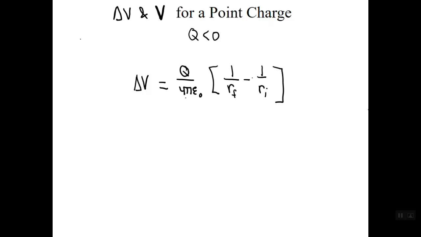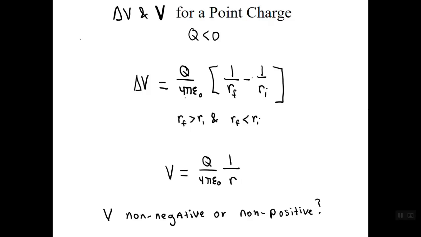For this discussion, we assumed capital Q for the point charge was greater than 0. I encourage you to think through how things might change for V and delta V if capital Q is less than 0. In particular, for delta V, if one starts at some location and moves further from the negative charge or closer to the negative charge, then ask yourself the question, what is the sign of delta V? For the value of V itself, is V non-negative or non-positive for capital Q less than 0?